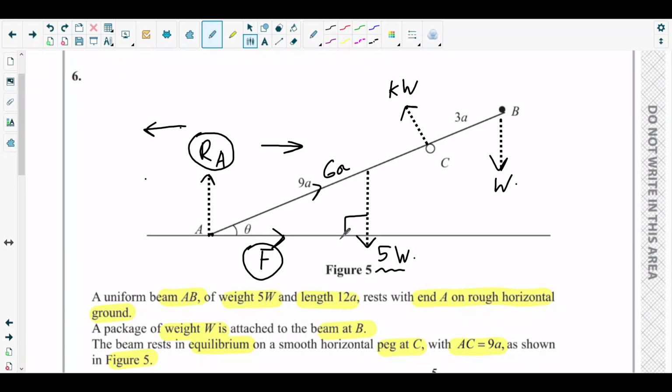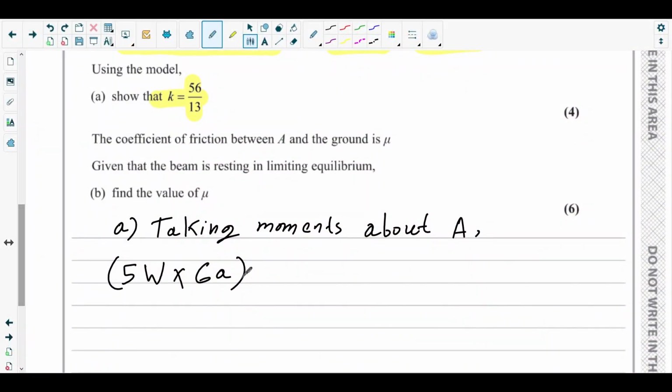Okay, but the perpendicular distance, it is not 6a. You should be careful on that. I have done a mistake there. It should be 6a cos theta. Okay, why 6a cos theta?